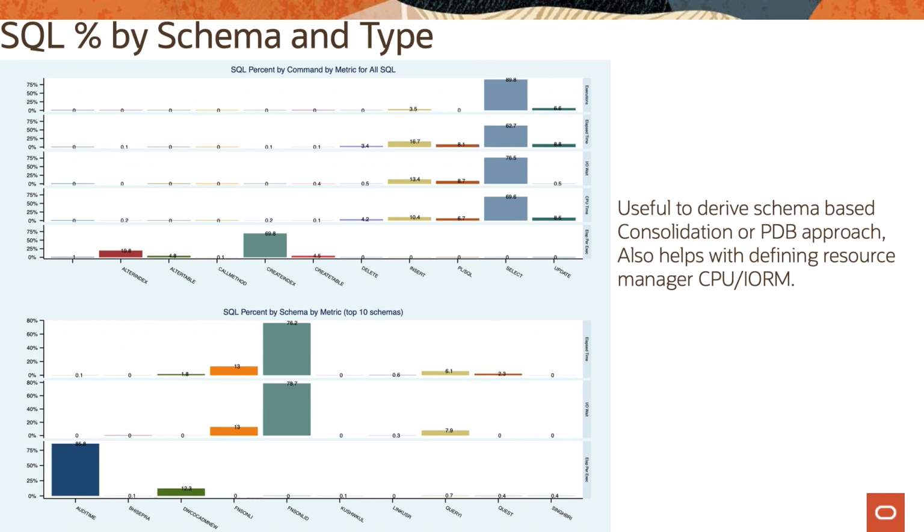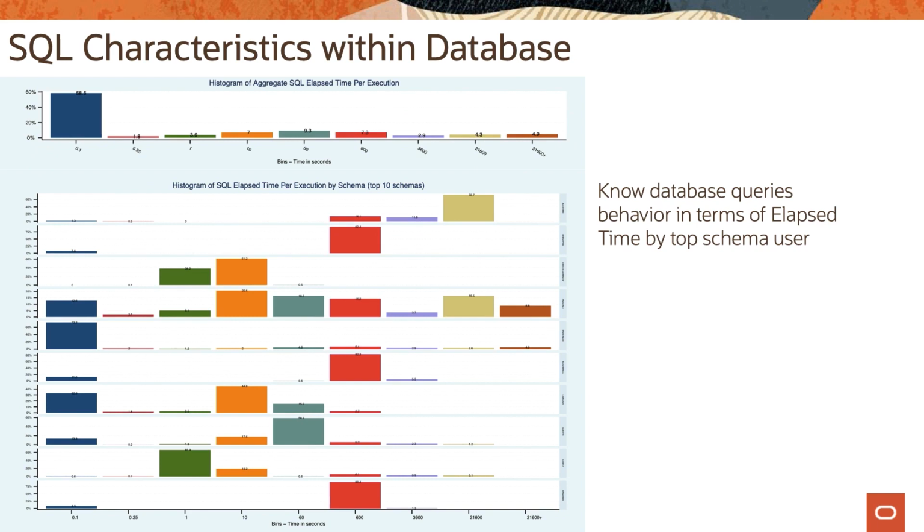Then, who are the users contributing? The top 10 schemas are provided here. So here, if an application related user is contributing the most, and then we have an audit related user here. This was the SQL characteristics, meaning you can know database query behavior in terms of elapsed time by top schema user.